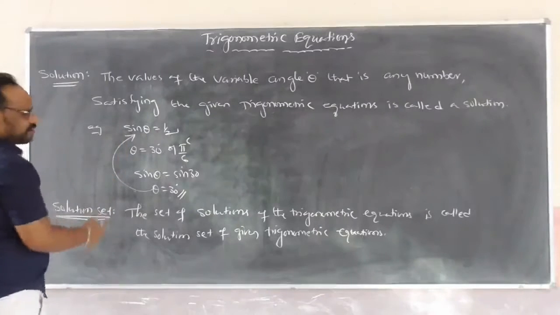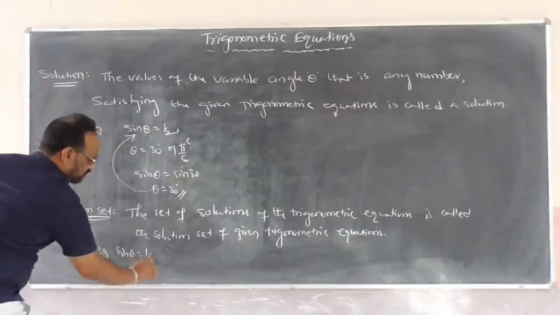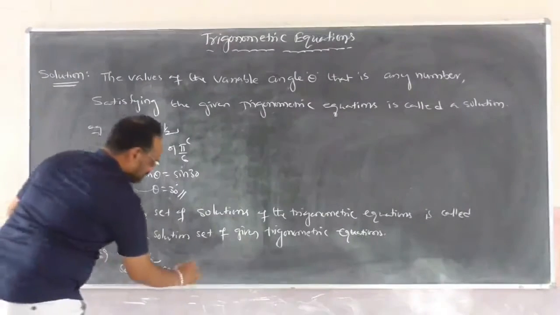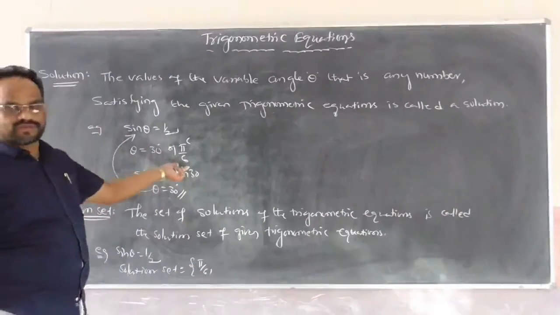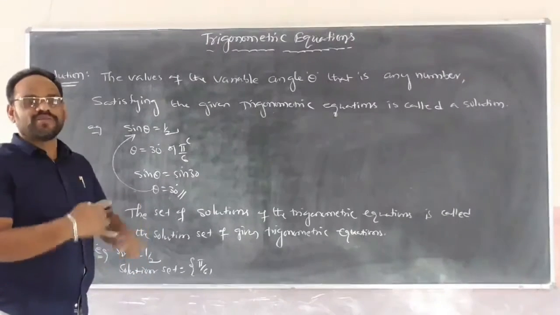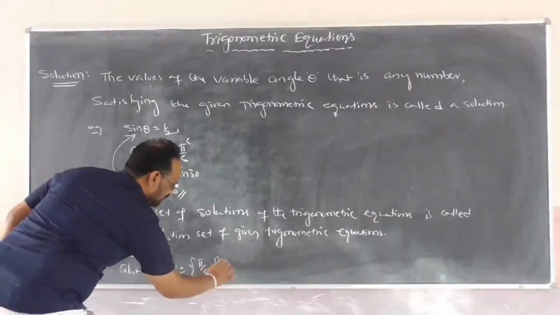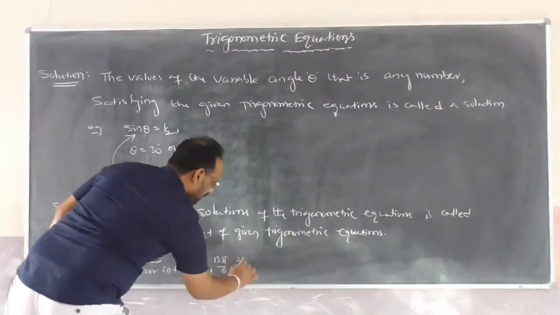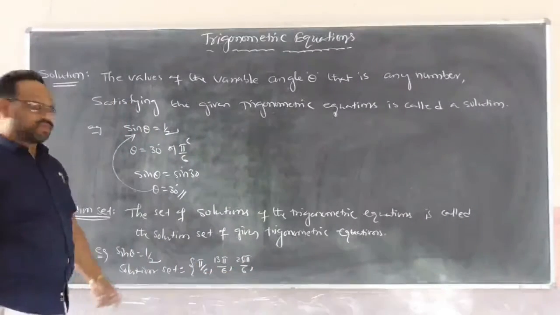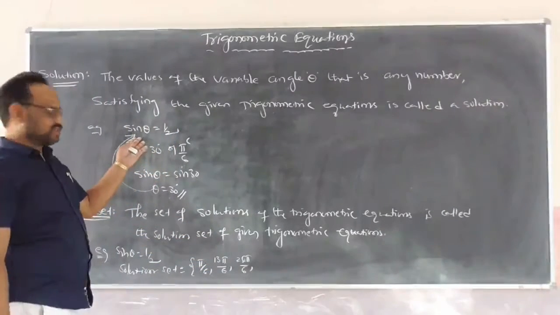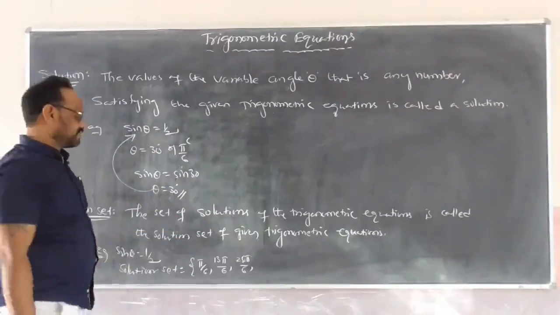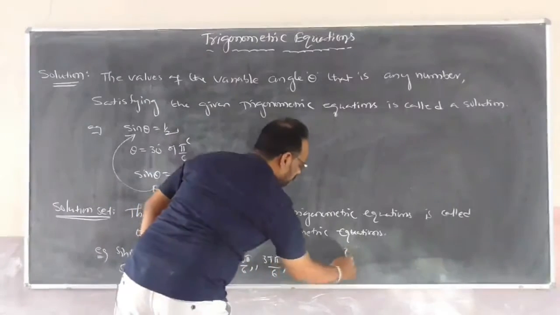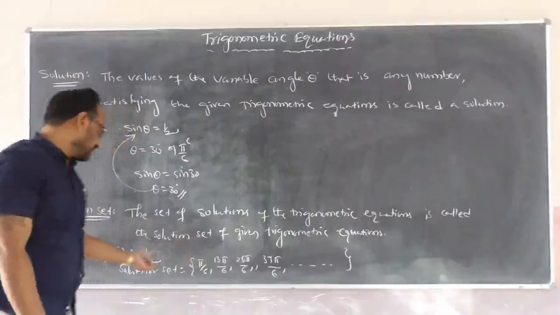So if you write sin theta equals 1 by 2, we want the solution set. Solution set means, clearly, 5 by 6 is one of the solutions. After 2 pi, the values are repeated. So 13 pi by 6 is also one of the solutions. Next, 25 pi by 6 is also one of the solutions. It satisfies the given trigonometric equation. 37 pi by 6 is also one of the solutions, and so this set is called what? Solution set of the given trigonometric equation.